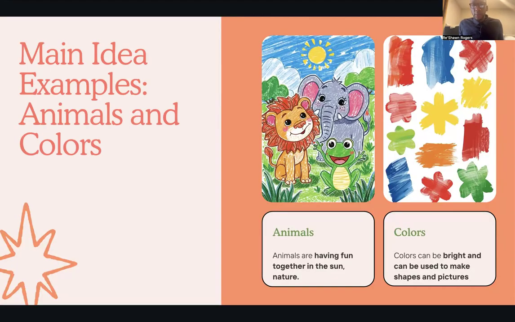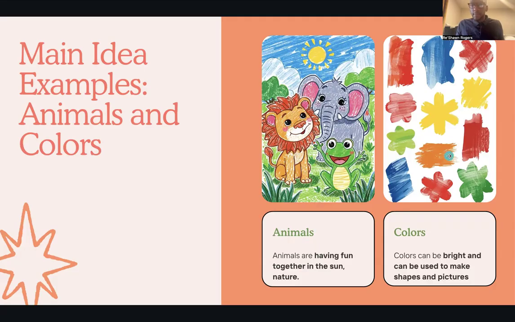Let's do some examples together. The first picture is of animals. Let me ask myself, what is this picture mostly about? I see the animals smiling at each other. They're out in nature and under the sun. They seem to be having a good time. So, the main idea is that animals are having fun together in the sun and in nature. That's the main idea. That's what the picture is mostly about.